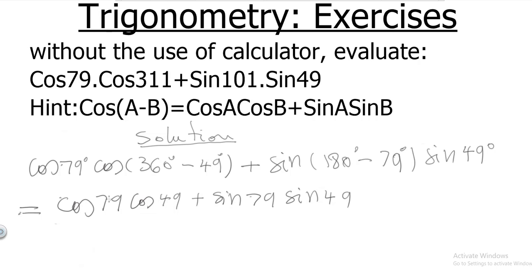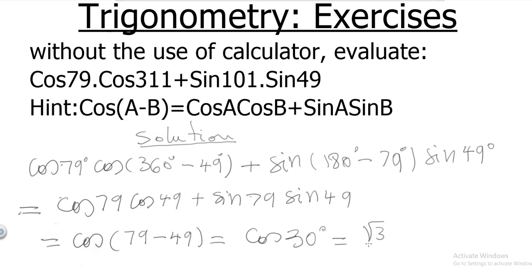So there is our alpha, our beta. This will give you cos of 79 minus 49, which will give you cos of 30 degrees, and cos of 30 degrees is square root 3 over 2. Finish. Thank you.